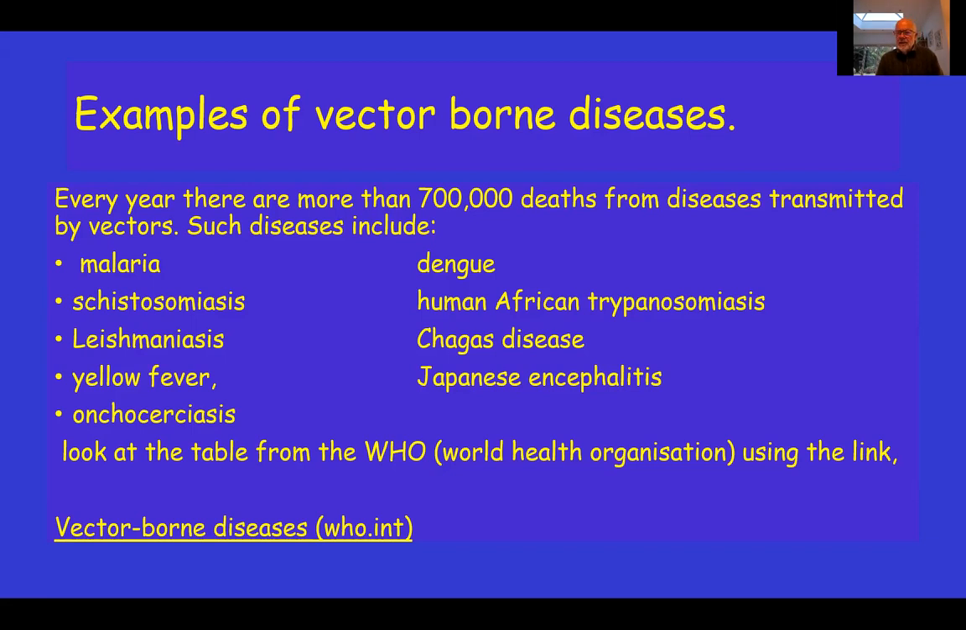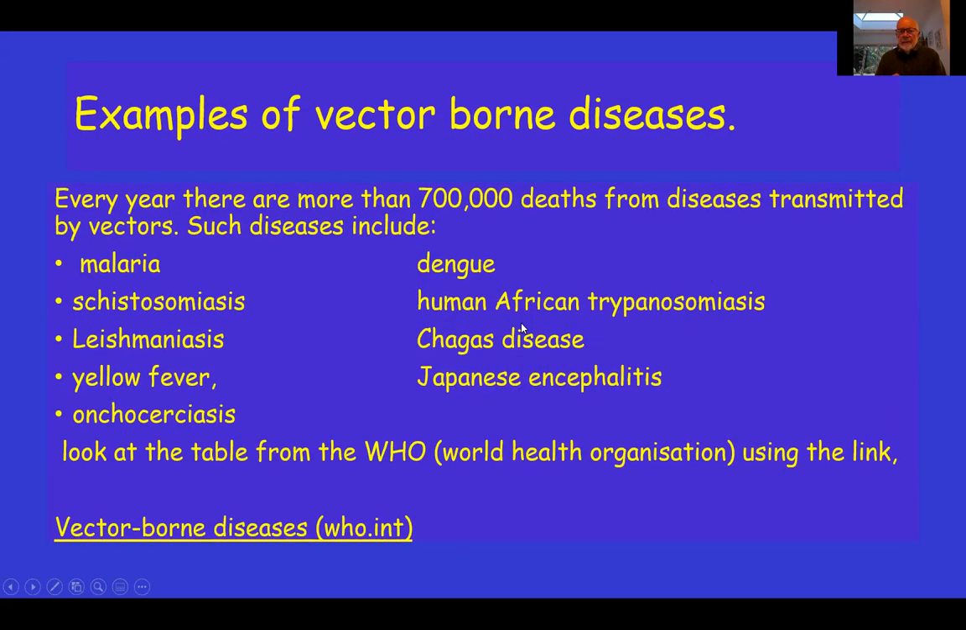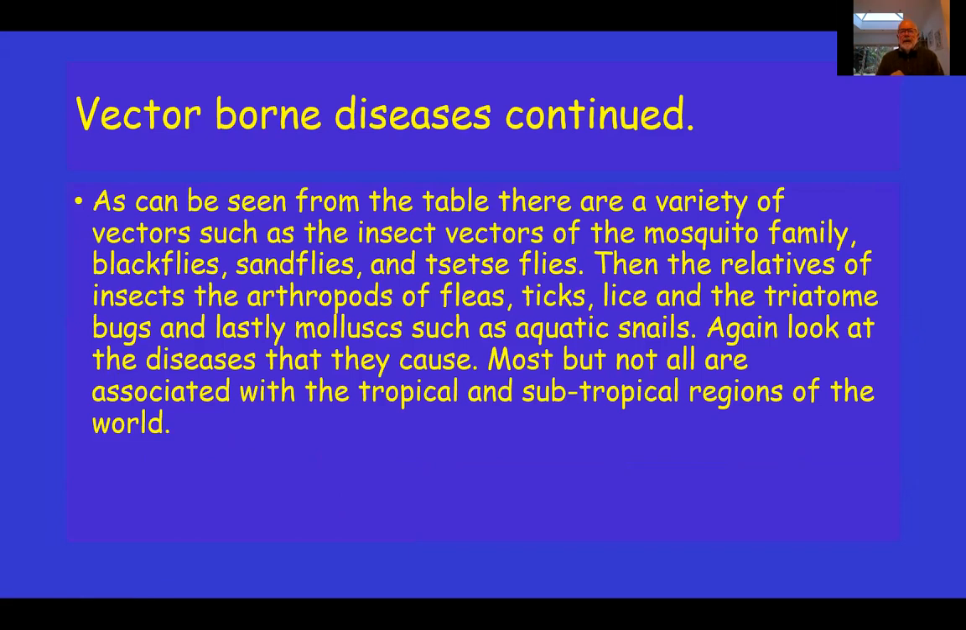Japanese encephalitis. Encephalitis affects the brain, inflammation of the brain, and as you can see there, in Japan. Now, look at the table from WHO, using this link, and there's a whole array of them. So you can give lots of different examples, not just mine, okay? Don't have to go into detail, but just a nice sample of those, okay?